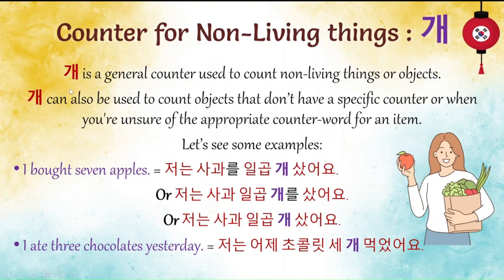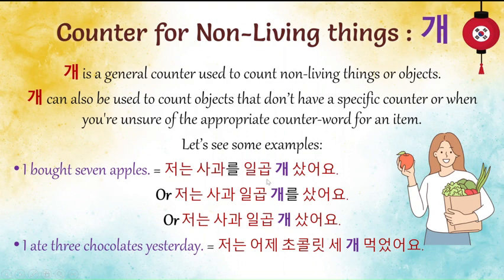Now the counter that we are using is 개. So first comes the noun or the object that you are counting, then comes the number, and then the counter, 사과 일곱 개. Now the subject in the sentence is I, so I have denoted the subject with the help of this particle 는. The object in this sentence is apple, so you have to attach the object particle here to apple, 사과를, right? This is the basic way you can say this particular sentence in Korean.